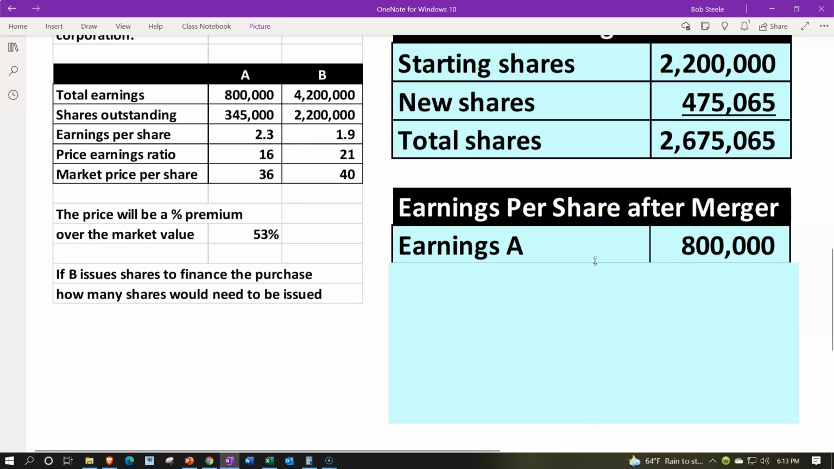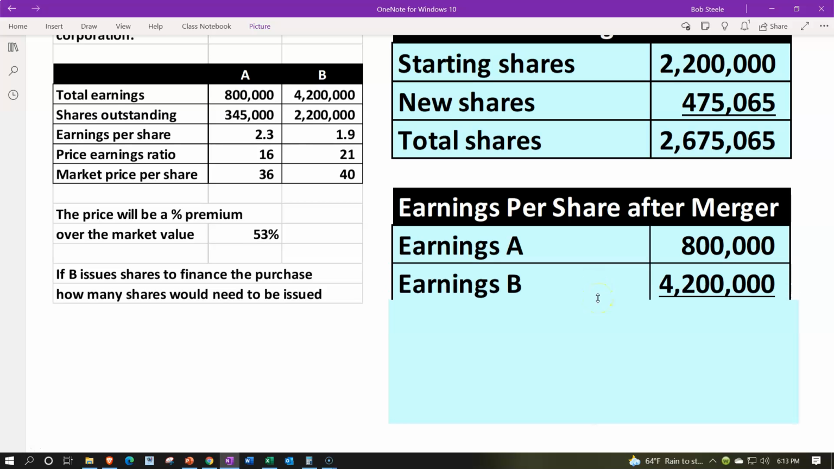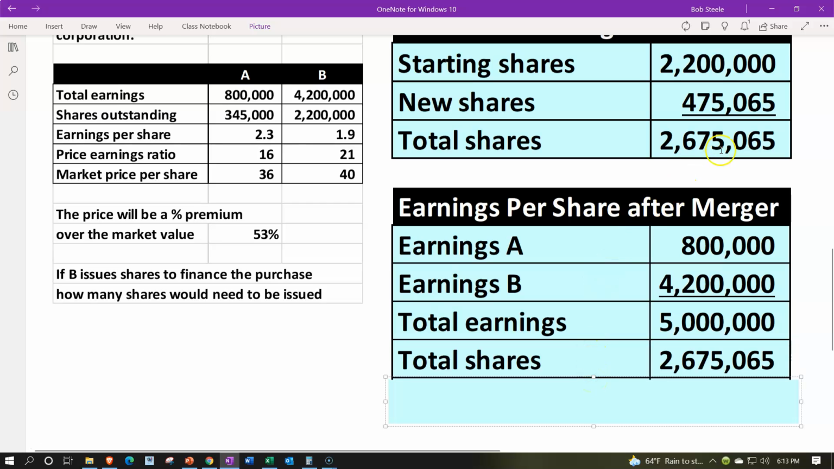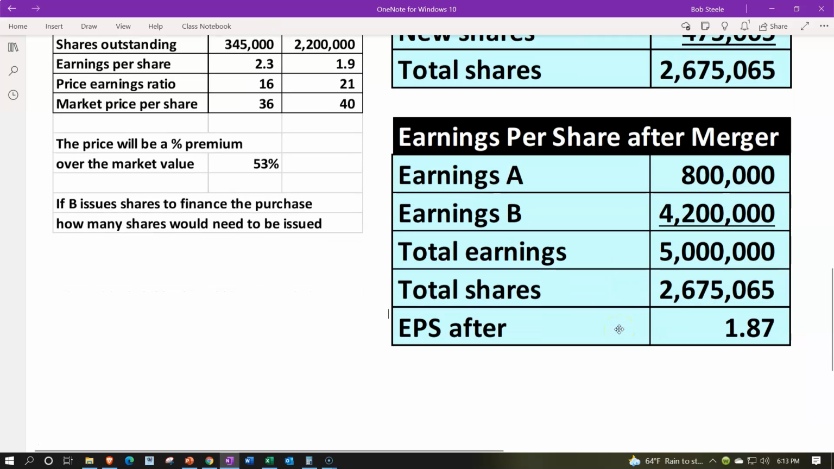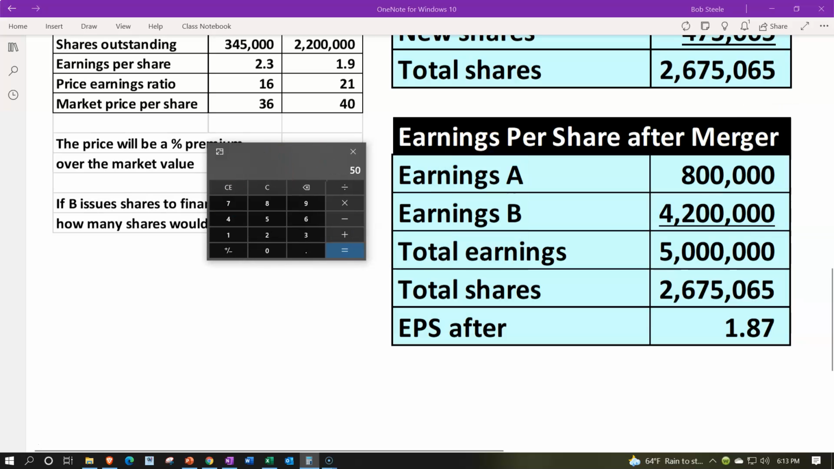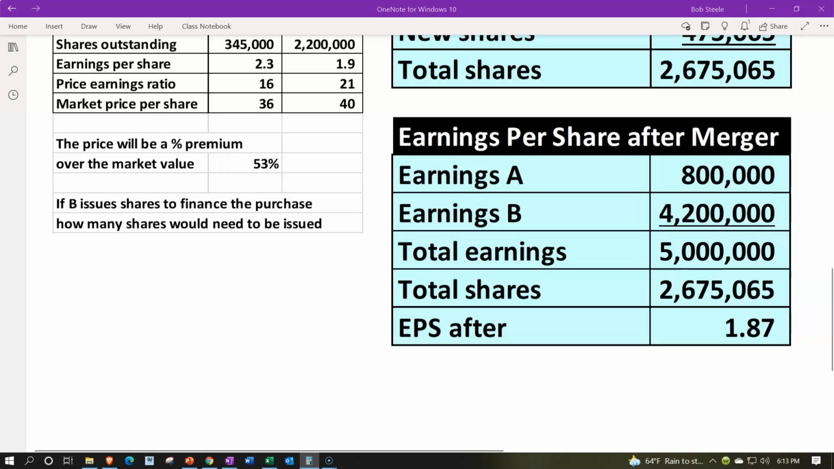So we got the earnings for A, 800,000, earnings for B, the 4,200,000 from here. Adding those up, we got the total earnings of the 5 million. So that's the total earnings, which would be good on a per share basis to the stockholders. But then there's more shares out there. So now the total shares are at the 2,675,065 instead of what they were before, which was the 2,200,000. So if we divide that out, the 5 million divided by the 2,675,065, let's do that in the calculator, is going to be about 1.87. So that's going to be the new earnings per share.